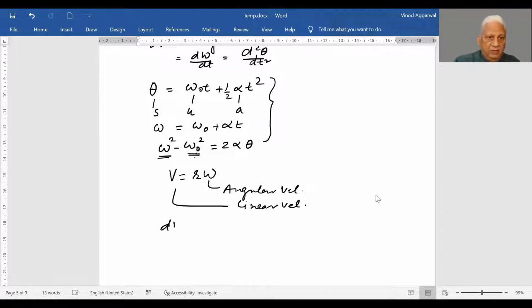And if we differentiate, dv by dt is equal to, the radius being constant, r times d omega by dt.